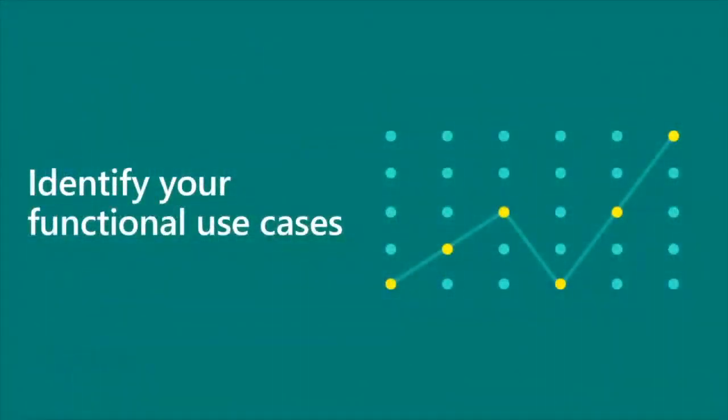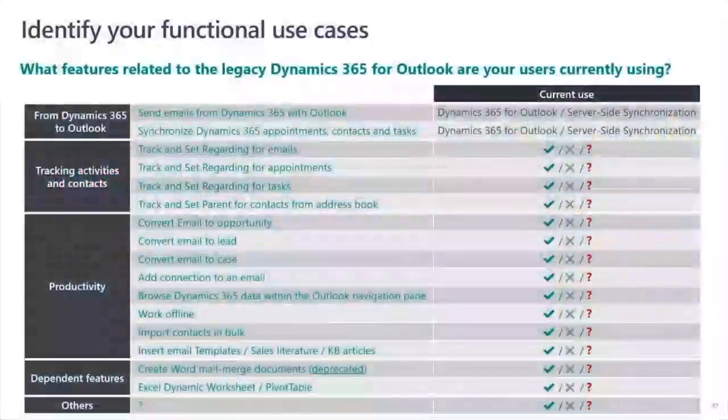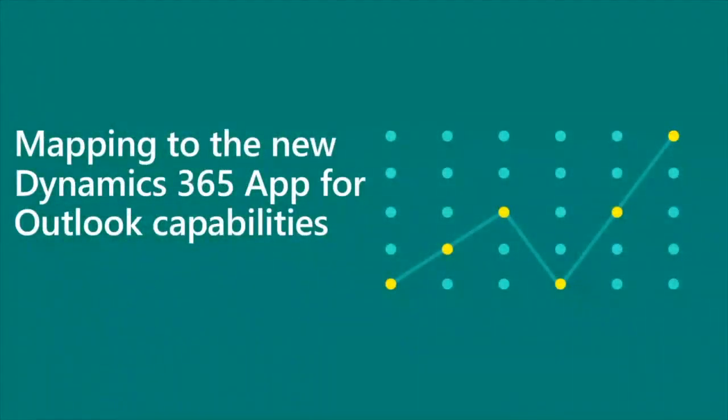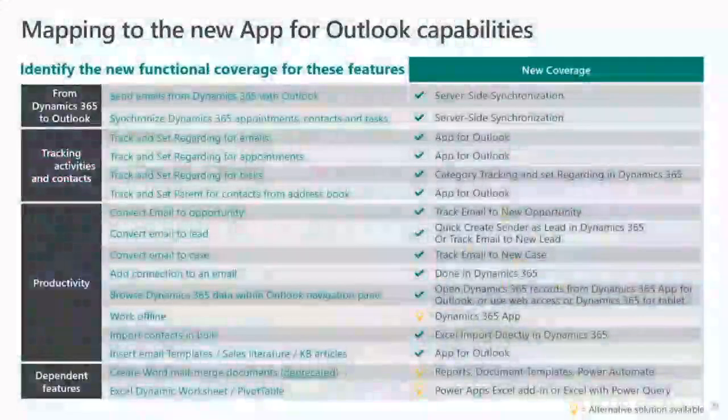Now, customers need to identify their functional use cases. So really, it's an introspection exercise to see what features related to Dynamics 365 for Outlook your users are currently using, and see then what you need to focus on when you're going to test the app for Outlook. These are the same items that we covered earlier. Then do a mapping between the old Command-in capabilities and new App for Outlook capabilities or alternative solution.